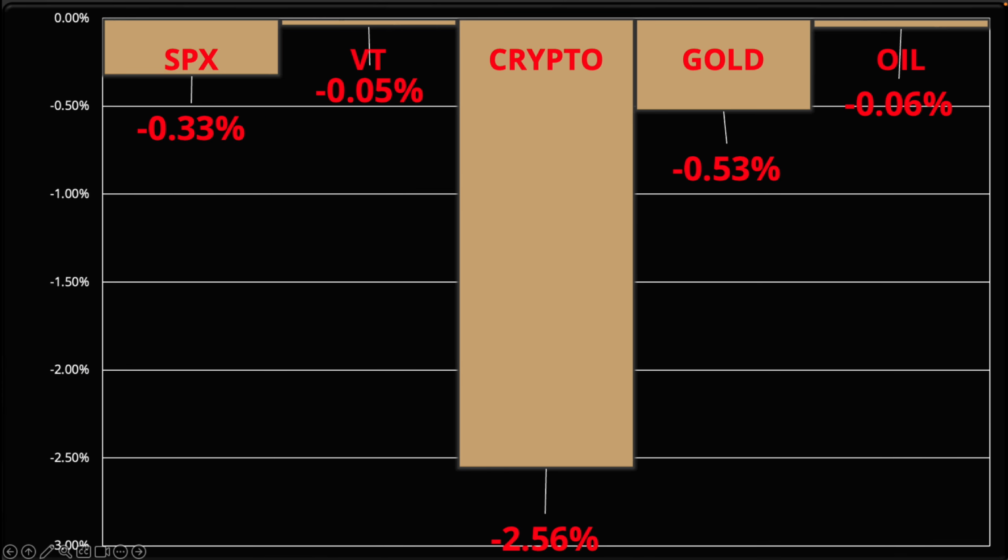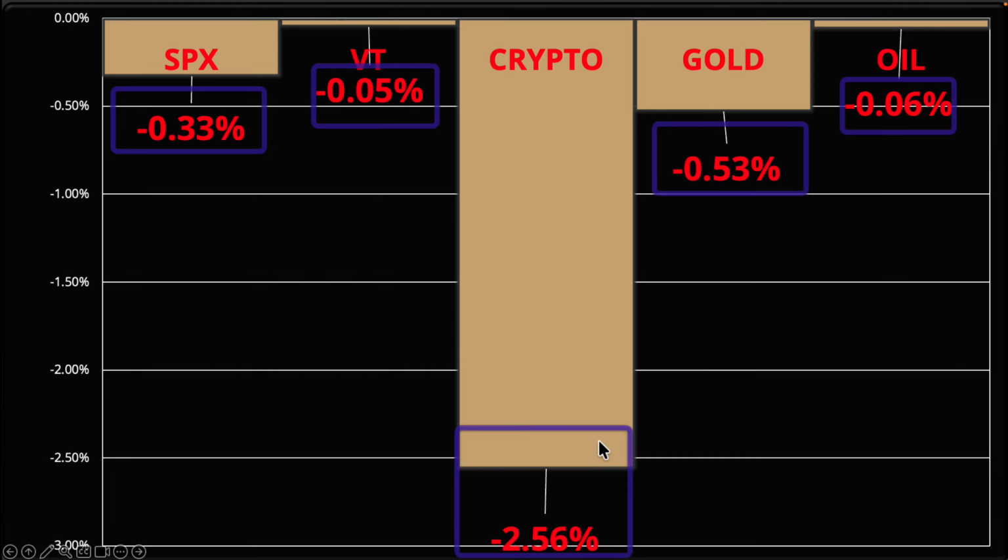Now, when you look at the broader markets here, you can see slight numbers today. S&P down 0.33, world stocks mostly flat. Gold volatility seems to be coming down here, down only 0.5%. Oil market mostly flat, and look at the crypto markets.